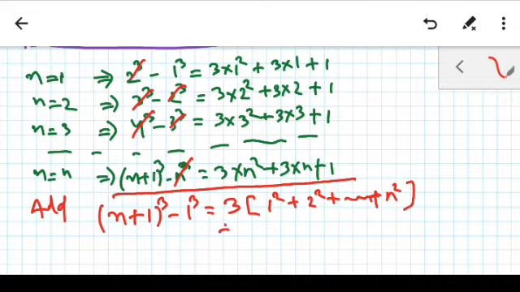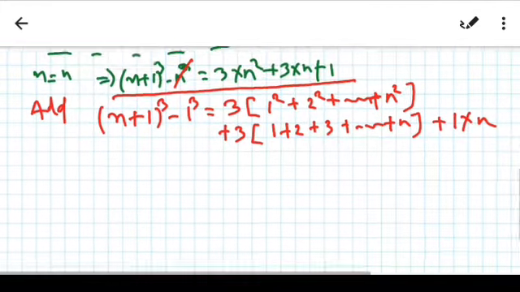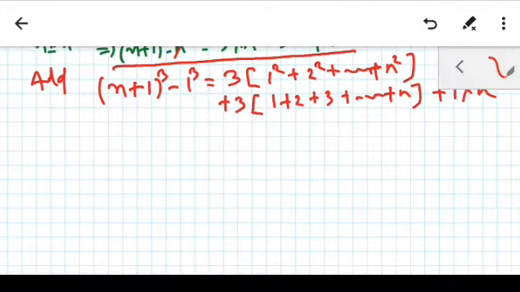Then second term will be 3 into 1 plus 2 plus 3 up to n, plus, and the last term will be 1 added n times, it will be 1 into n. I think it is clear to you. Now let me solve this one.